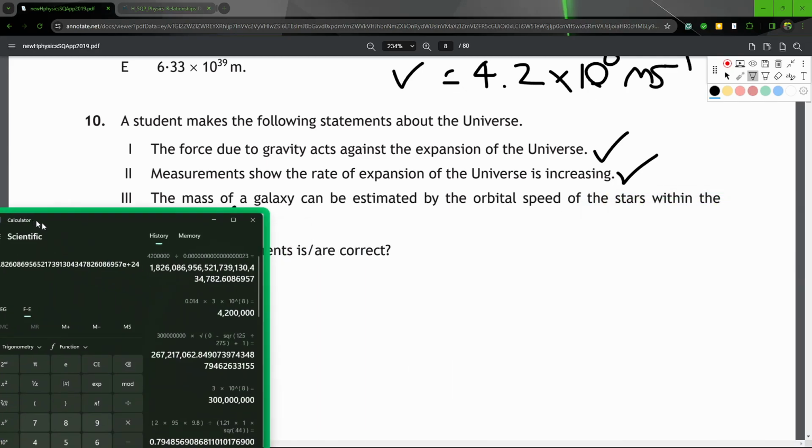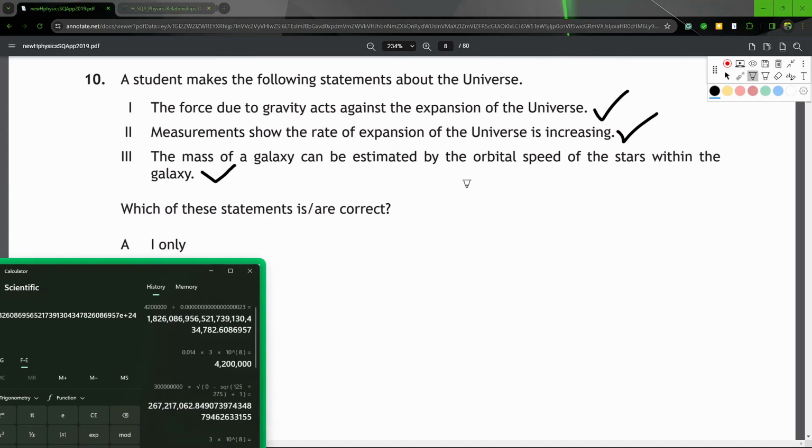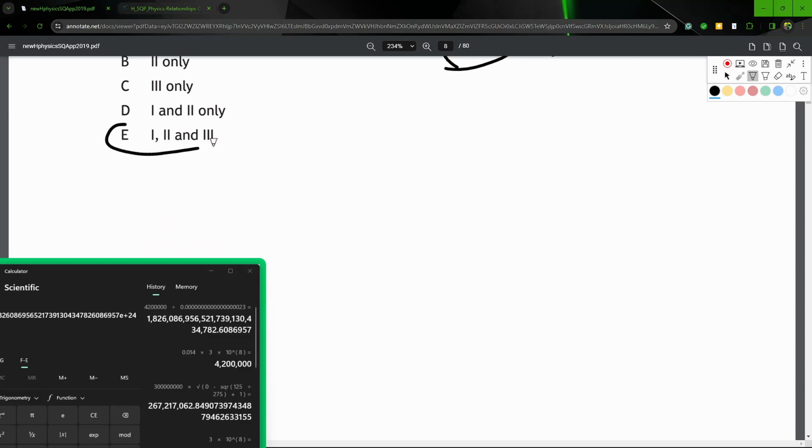And where you can do that is the mass of the galaxy. You have centrifugal force, right? If you're rotating around something, you're going to have this perpendicular force coming out. That's just kind of how rotation works. So if you're moving super fast and staying roughly the same, you have a constant force of gravity pulling you back in. So yeah, all these are correct, which means it's E.